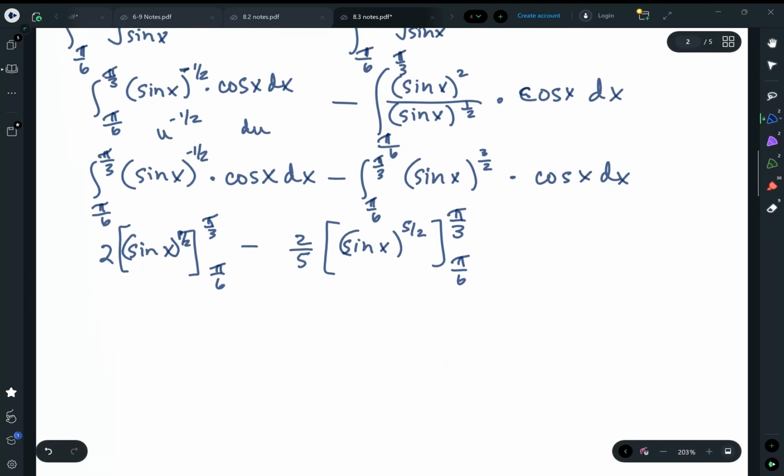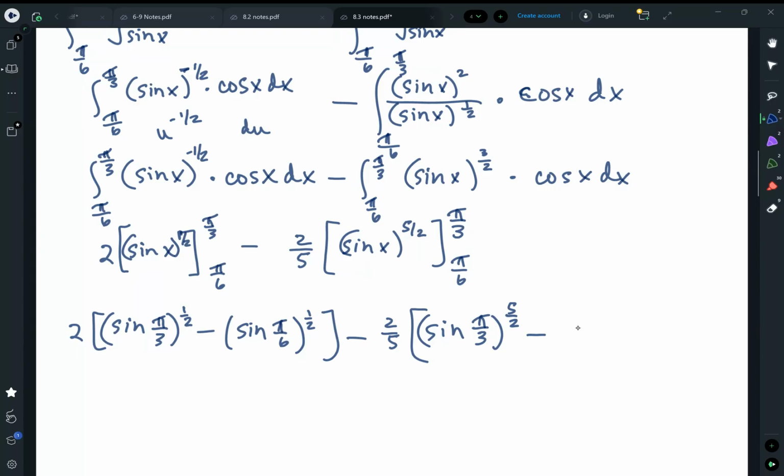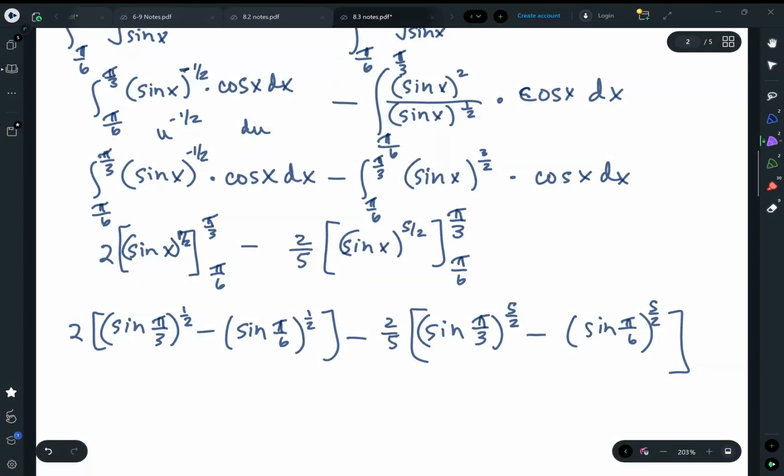Wow. So I'm going to have to evaluate pi over 3 and pi over 6. So let's see, this is going to be 2 times sine of pi over 3 to the 1/2 minus sine of pi over 6 to the 1/2 power. So again, I'm going to have to draw those out, and then we'll have 2/5 sine of pi over 3 to the 5/2 minus sine of pi over 6 to the 5/2 power. Okay, it's getting pretty ugly. So let's go ahead and figure out what those trig values are going to be.